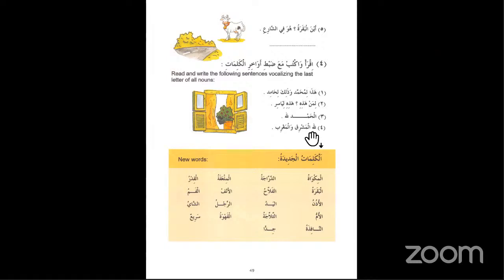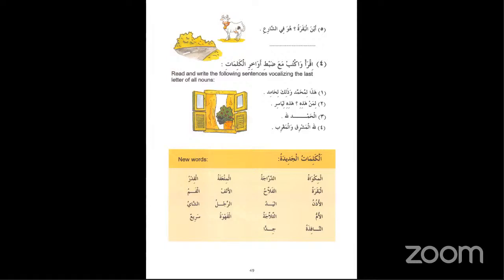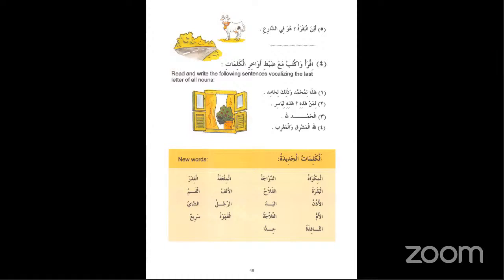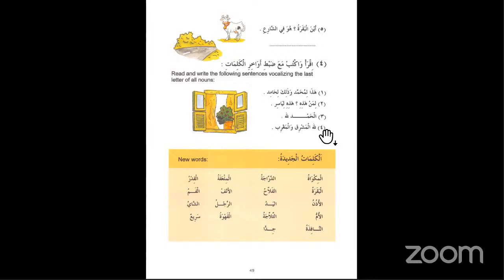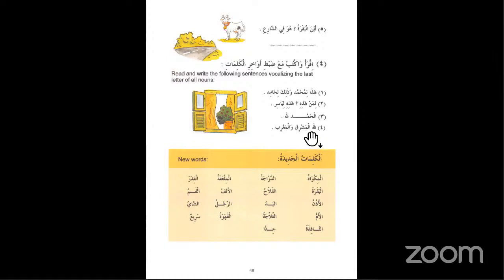Hadha li Muhammad wa dhalika li Hamid. This is for Muhammad and that is for Hamid. So everything, vocalizing the last letter of all the nouns. Is that all right? Yes, that's fine. Next one: liman hazihi, hazihi li Yasir. Who is this for? And this is for Yasir. Is hazihi all right over here? Yes, liman hazihi is referring to a feminine thing, which we don't know. Yasir is perfectly fine. Alhamdulillah. Lillahi al-mashriqi wal-maghribi. For Allah is the east and the west. Correct.